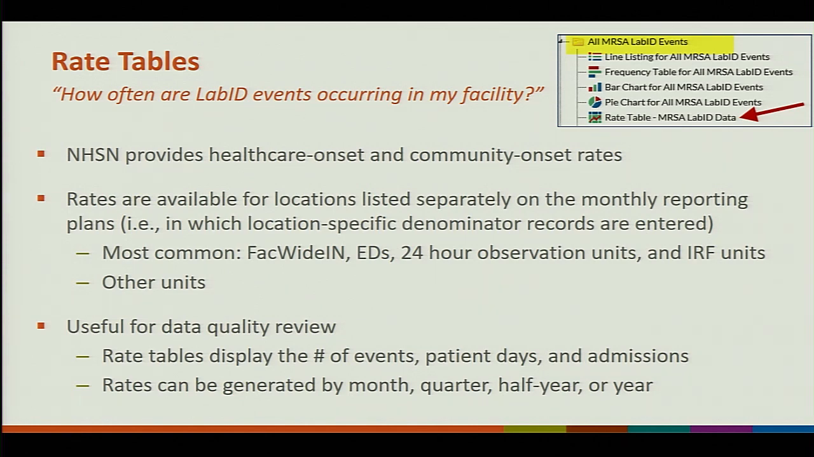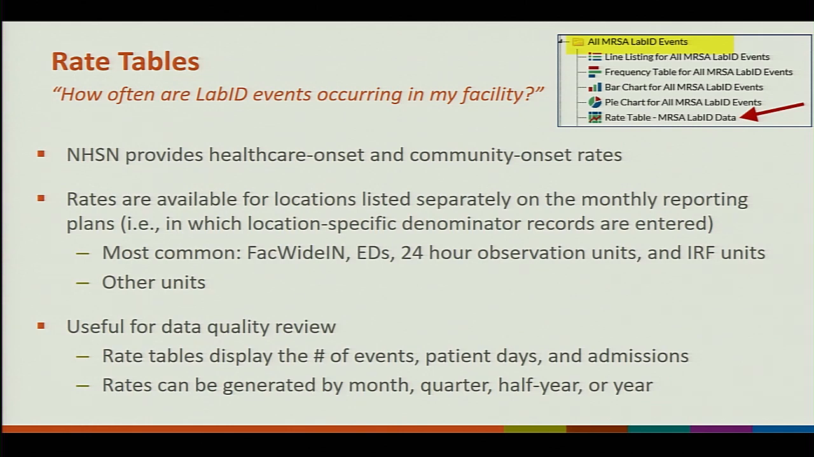So for most facilities, this means you can get a rate for FacWideIN, which would be a single rate for the entire facility, as well as your emergency departments, 24-hour observation units, and your CMS certified rehab units. So those are the units that are required for surveillance for CMS. So those are most commonly what you'll see when you run your rate tables.